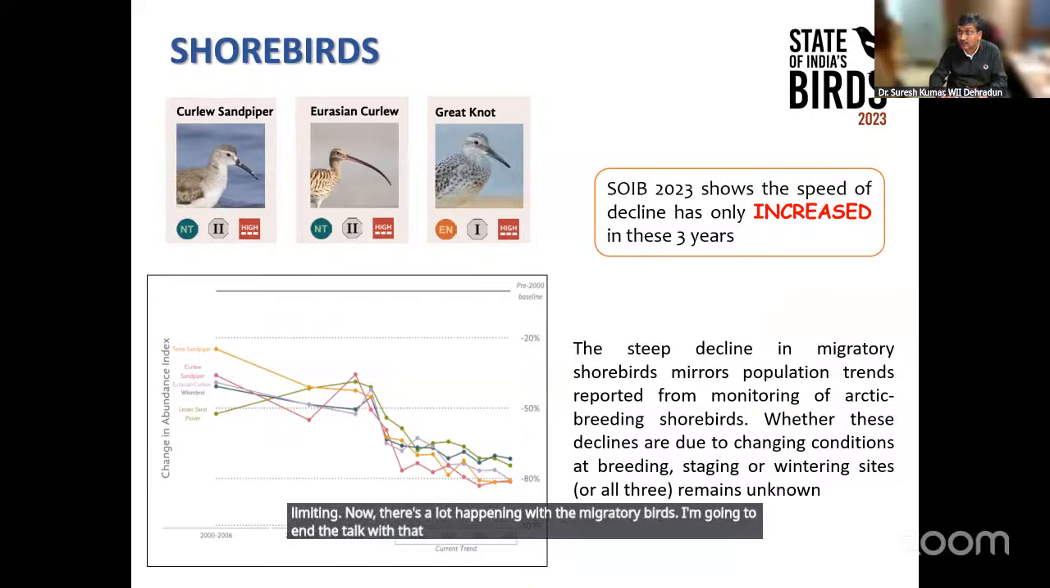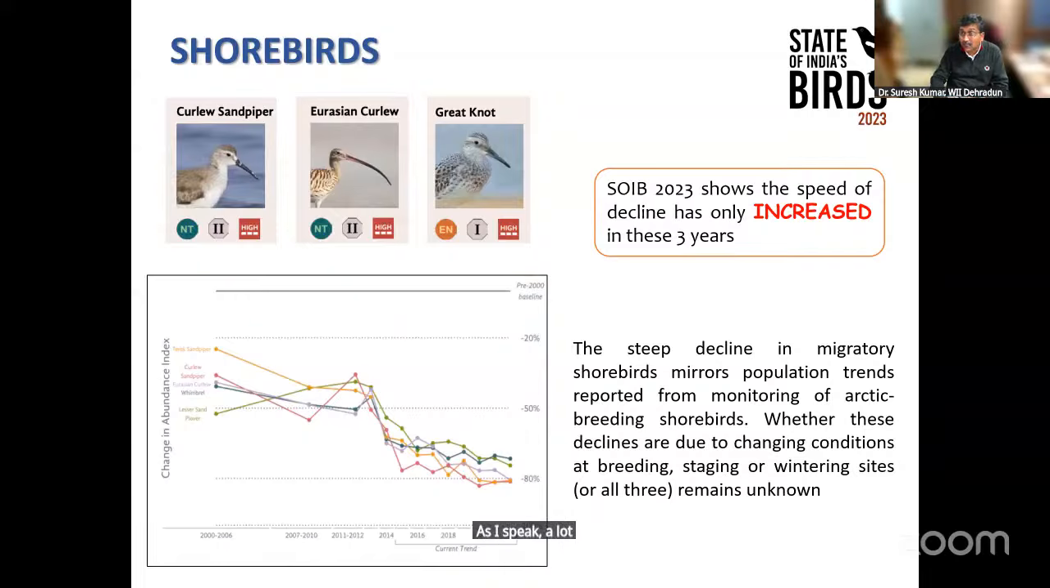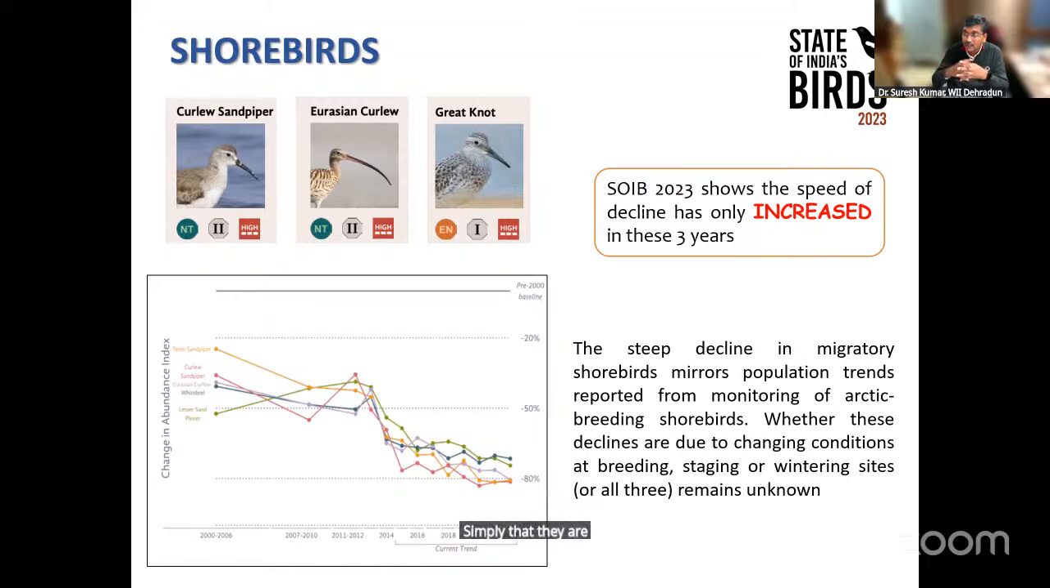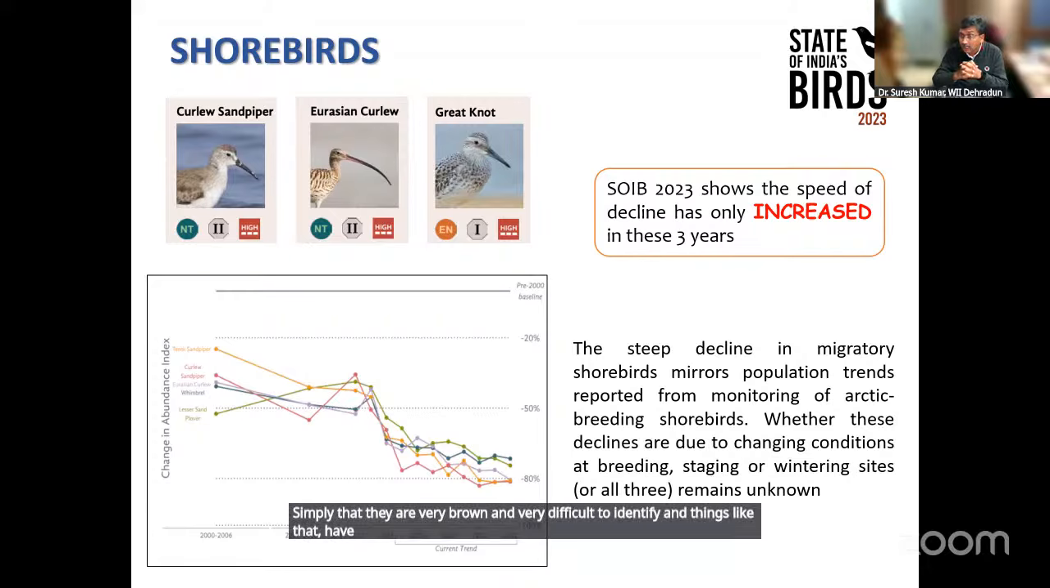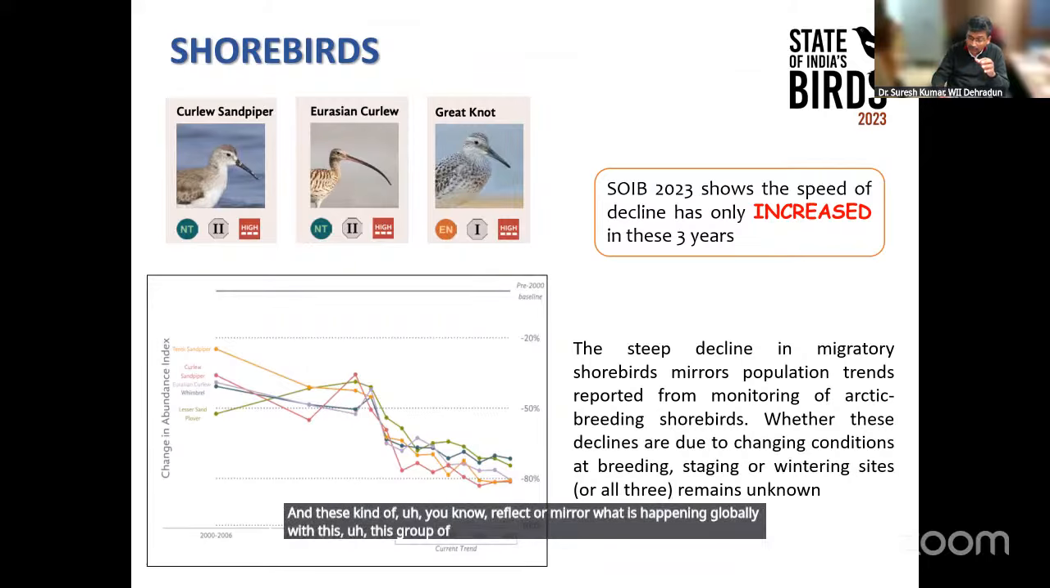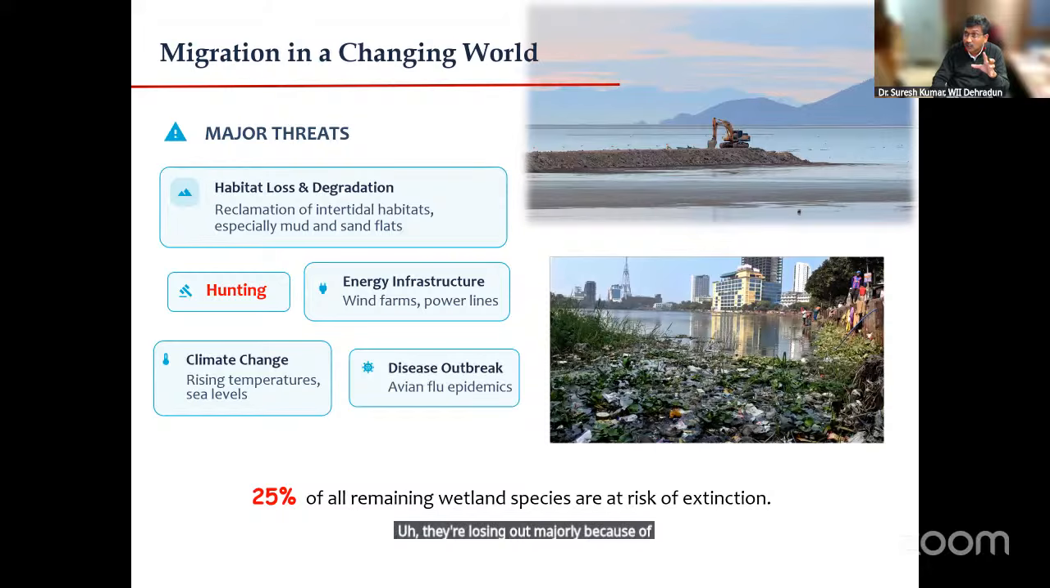So we talked about these interesting facts, but as I speak, a lot of the migratory birds are on the decline. The State of India's Birds 2023 report has clearly shown that many of the shorebirds, the waders, these cryptic brownish looking birds that not many people fancy watching, simply because they're very brown and very difficult to identify, have shown marked decline, and sadly huge decline in India. In the last 3 years, the decline has been drastic. And these reflect or mirror what is happening globally with this group of birds. And they are losing out majorly because of habitat loss and degradation.